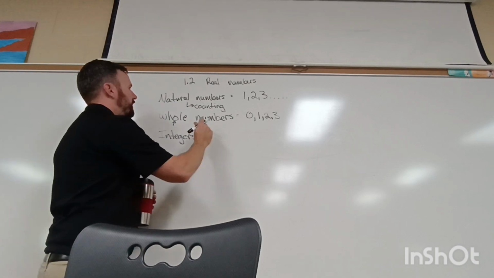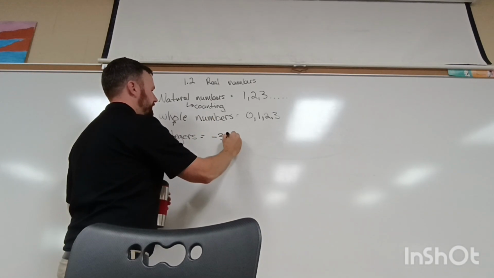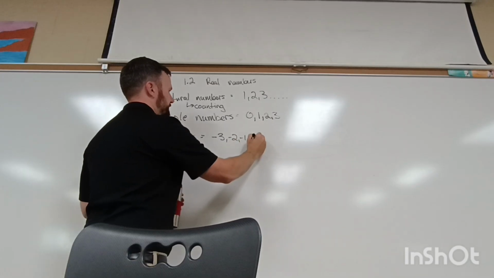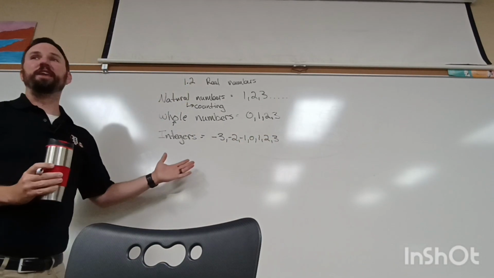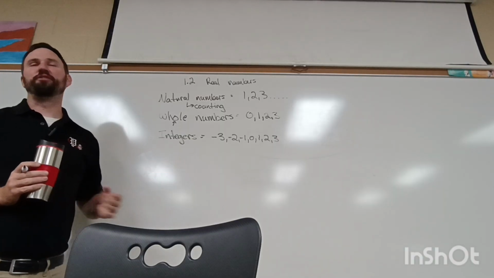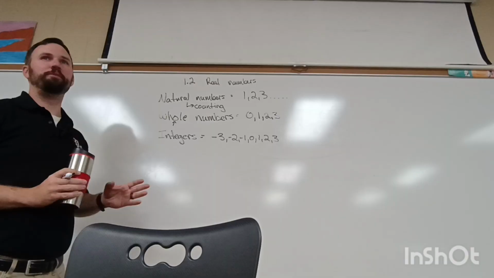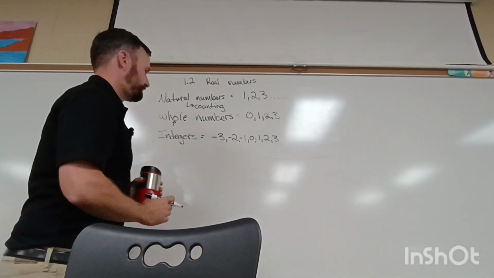So integers are your whole numbers plus negatives, right? Like -3. This is when banks came into existence and debt was a thing. That's not true, but it's a good joke. Maybe it's not a good joke, but it is a joke. But yeah, this is negative.